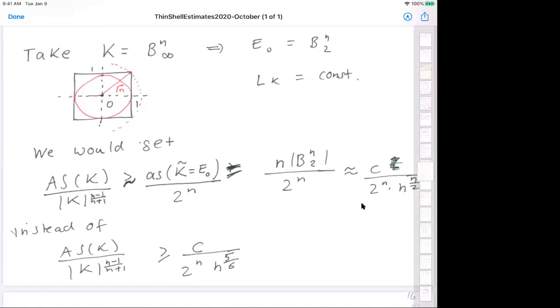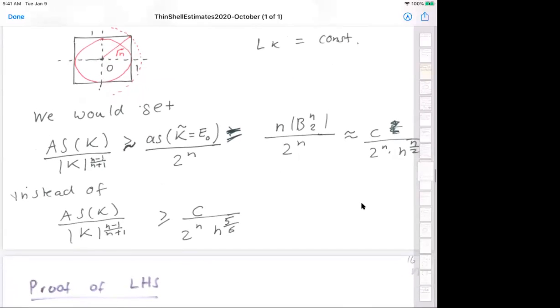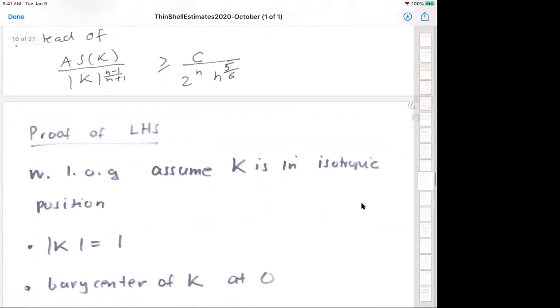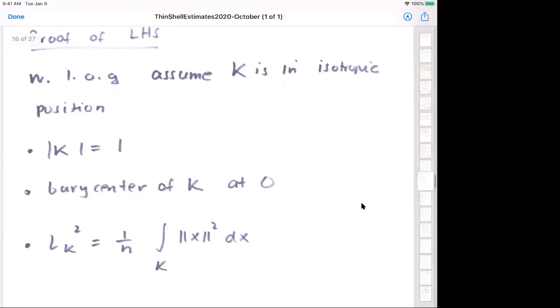So this ellipsoid of maximal volume is not giving us a good lower estimate. So we have to do something else. Let me show you what the something else is. Let's first position the convex body that we are dealing with in a way so that we can deal with it nicely.